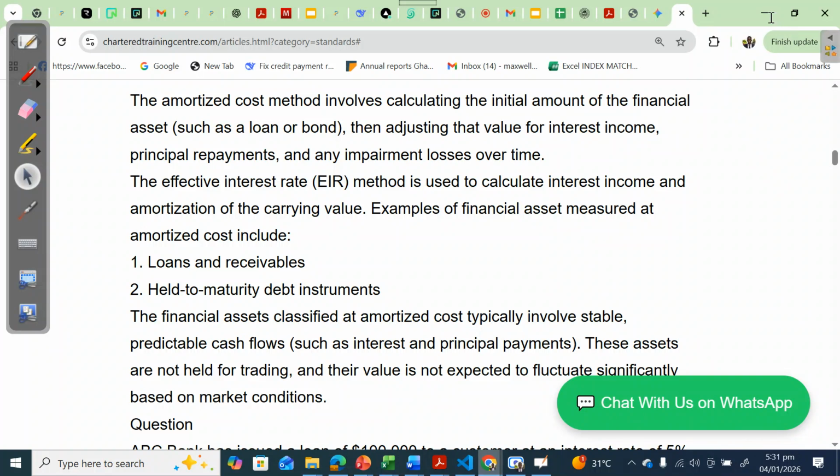So let's look at examples of financial assets at amortized cost. Loans and receivables are typical examples of financial assets. Like when a bank or a financial institution gives a loan to a customer, the customer will pay interest and the principal over the period. Anytime the customer makes payments, their principal balance will reduce, and their interest balance will also reduce.